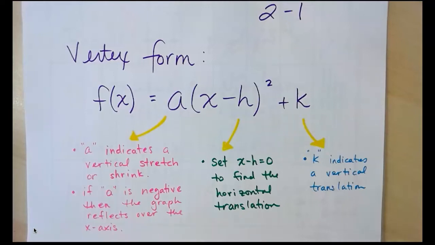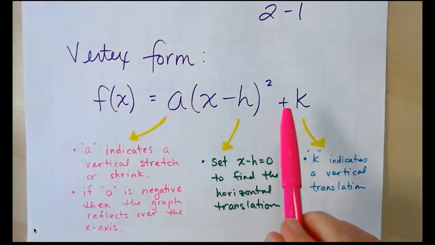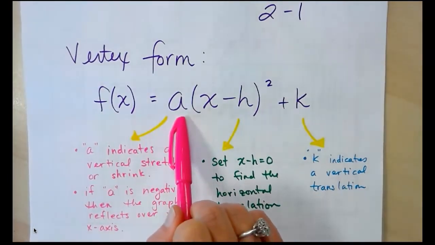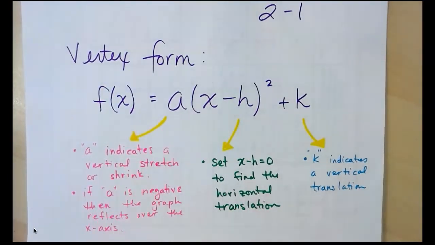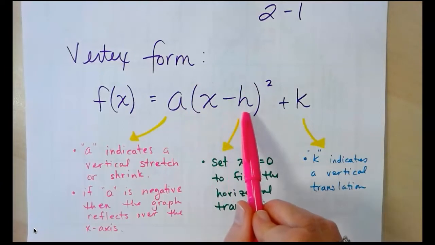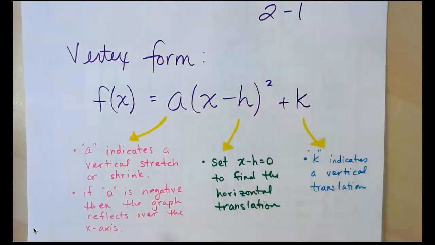Today, in this video, we're going to be looking at the vertex form of a quadratic equation. And of course, a quadratic equation has a graph that is a parabola. So here's the vertex form. The vertex form, f of x equals a, and this is the same a that we've already seen in the standard form, times the quantity x minus h, quantity squared, plus k.